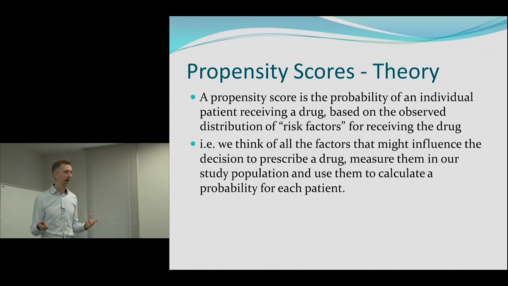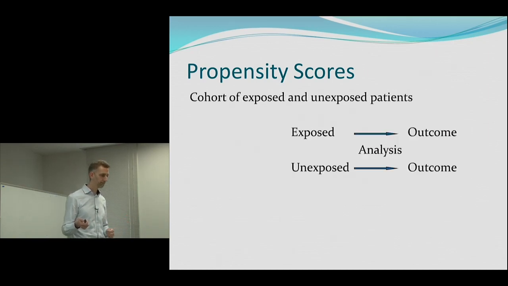But we start by thinking about what are the factors that might influence the decision to prescribe a drug for a patient. And we use that to calculate a probability for each person. Now, ultimately, the research question that we will be interested in is going to be something to do with an exposure. Let's say it's a statin, because in the example it is, and the unexposed people are going to be people not taking a statin. And ultimately, we may be interested in some outcome after taking a statin. So that's what we're really, really interested in.